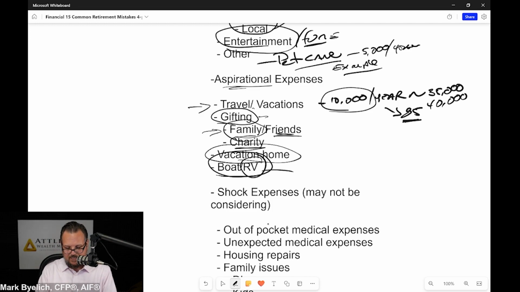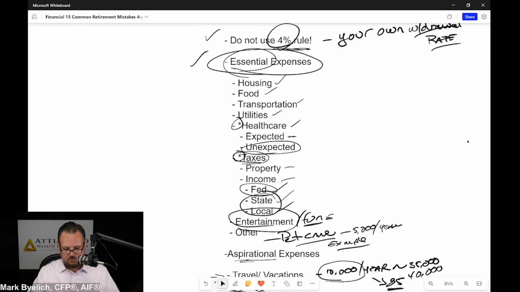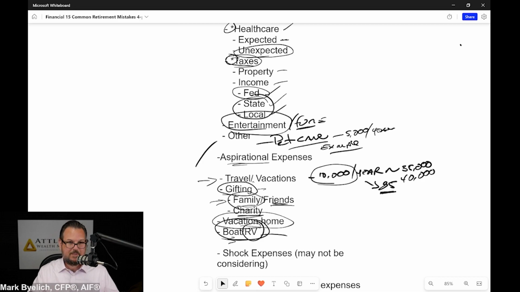I see RVs a lot. I don't see many boats, but many people come in to speak to us and they talk about how they'd love to buy an RV, travel around the country and spend time out on the road. That is a really common goal for folks. So, let's just recap here. Not only your essential expenses, but also your aspirational expenses. Don't forget those in your planning, and don't let the person you're working with forget those either.